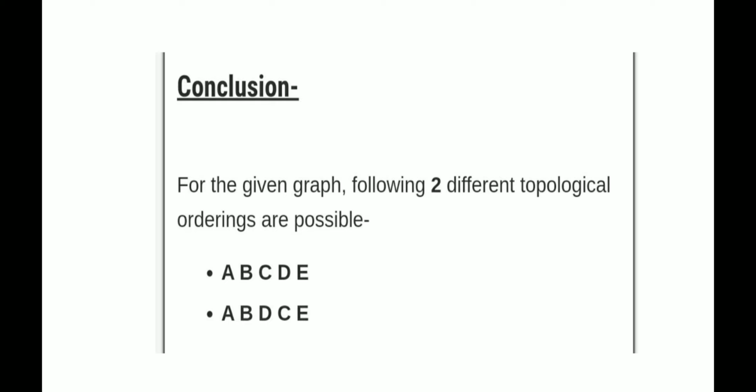So the conclusion is: topological sorting is a kind of sorting method which works based on the principle of in degree. In degree means the number of incoming edges. The definition of topological sorting is that it is a linear ordering of vertices. It requires a directed acyclic graph. A directed acyclic graph can have more than one linear ordering of vertices. So thank you.